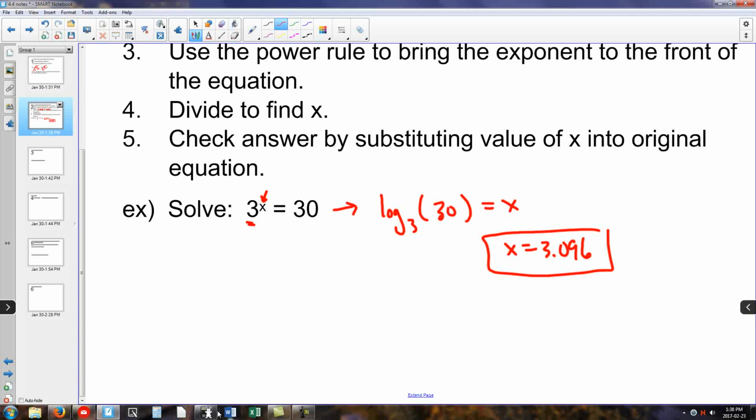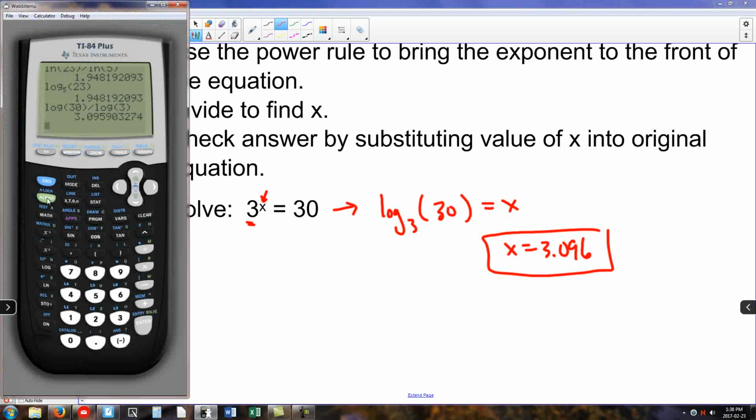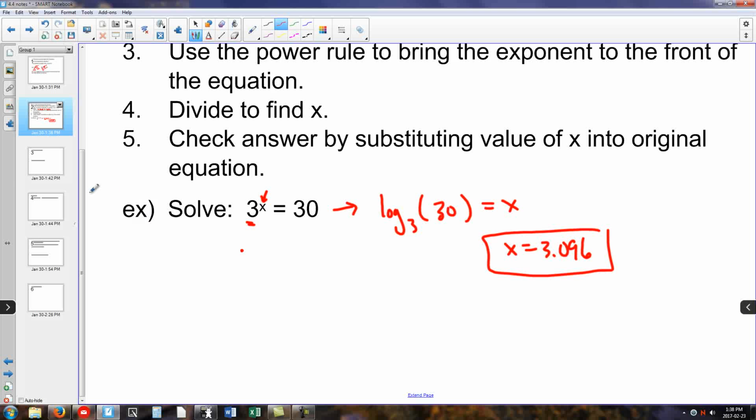Now, if we wanted to use the base structure on the calculator, I go math. I'm going to scroll down here to option A, which is log base. So I'm going to hit enter. That allows me to put the 3 here and the 30 in the parentheses. Hit enter, and I get the same answer. So the key is, once we get it in the right structure, we can rewrite it in log form, and then it goes to the calculator.